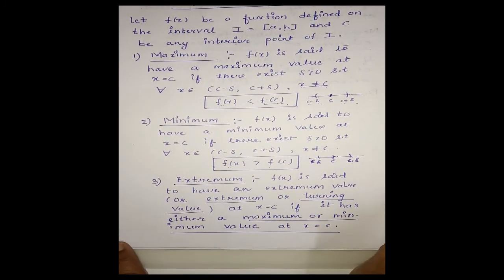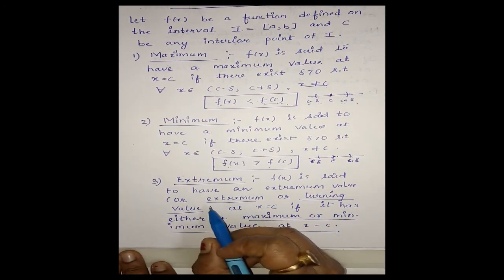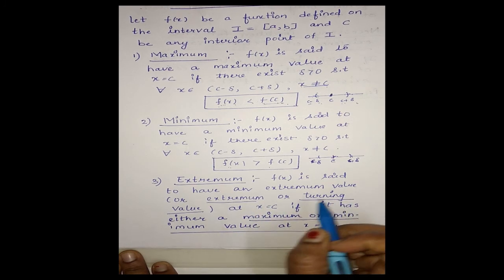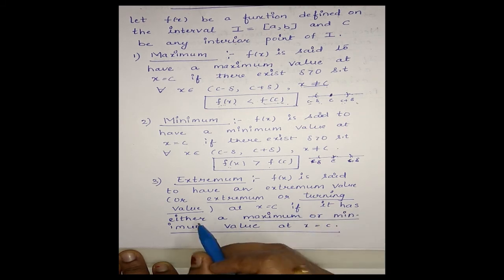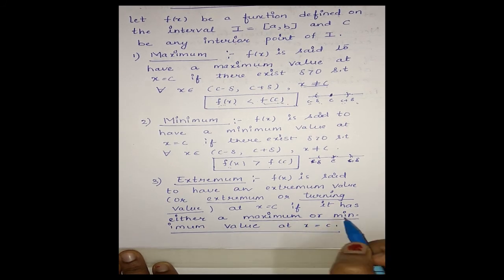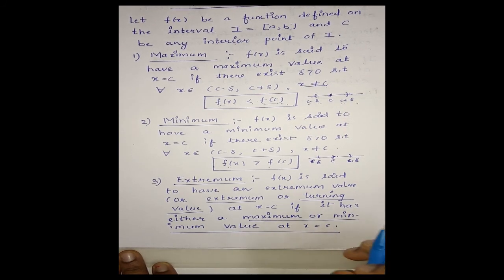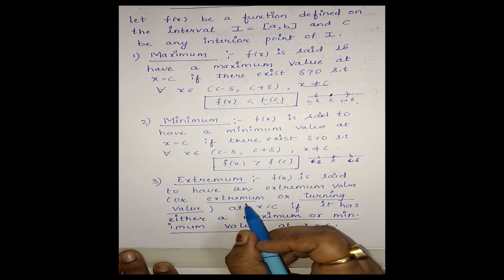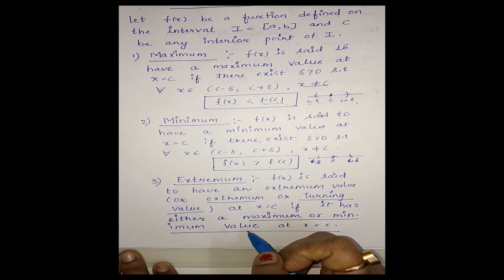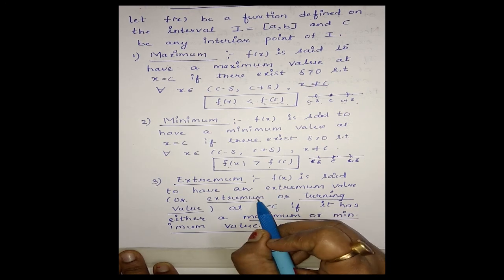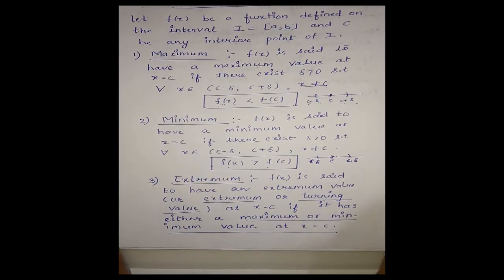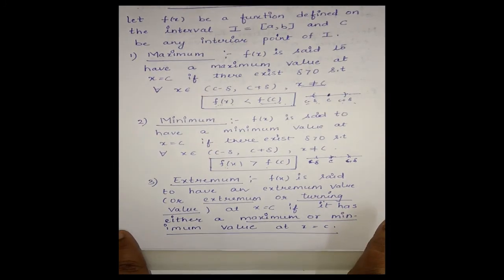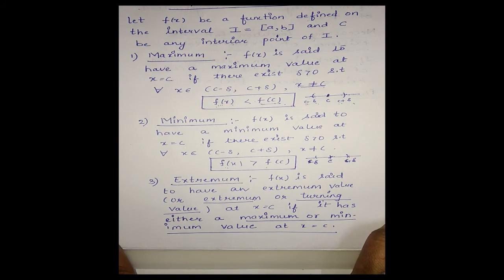f(x) is said to have an extremum value, or extremum, or turning value at x equals c if it has either a maximum value or the minimum value at x equals c. Then if it has either maximum value or the minimum value, then f(x) is said to have extremum or turning value or extreme value, extremum. Okay, in the case when f(x) is having a maximum value or the minimum value. Okay, clear?